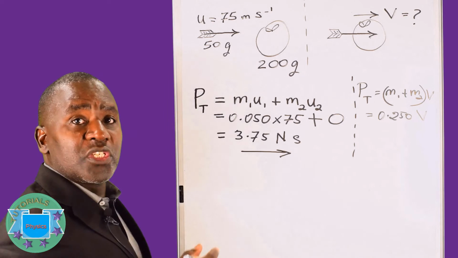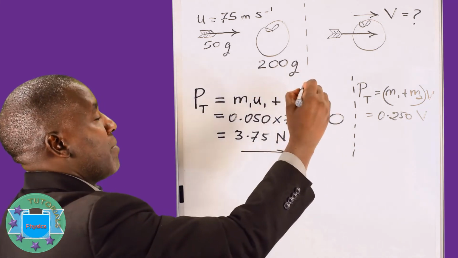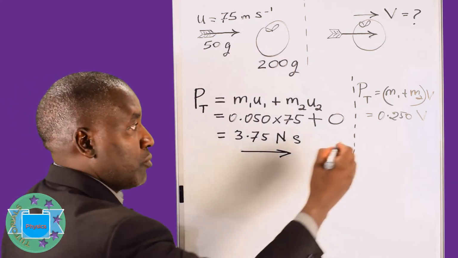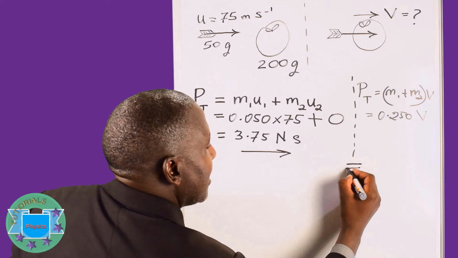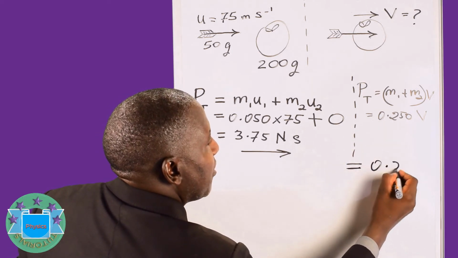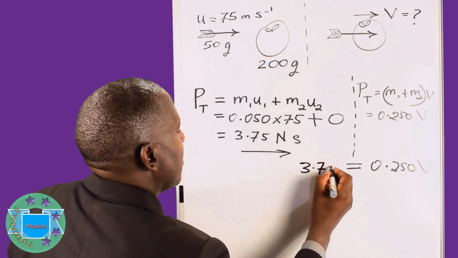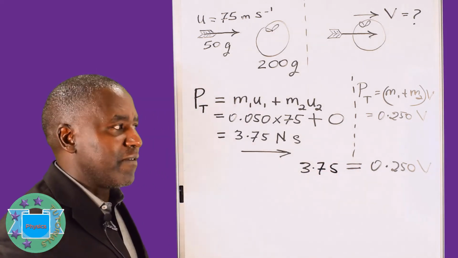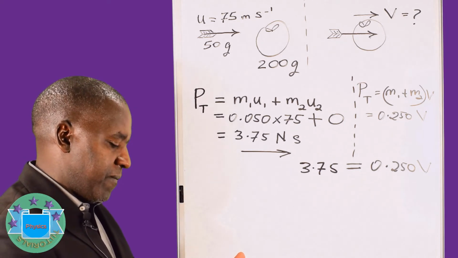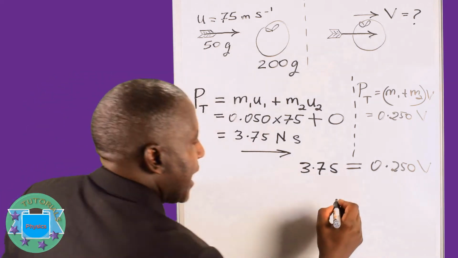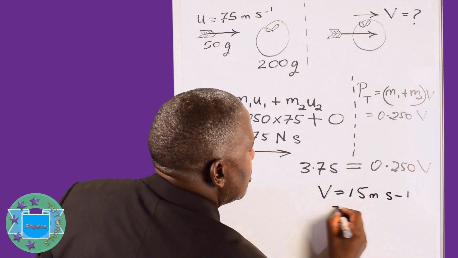This is where the principle of conservation of momentum comes in. It tells us that the total momentum of this system before is equal to the total momentum of the system after. So we put an equal sign here: 0.250 times v is equal to the total momentum before, 3.75. We divide 3.75 by 0.25, and we get a speed of 15 meters per second to the right.